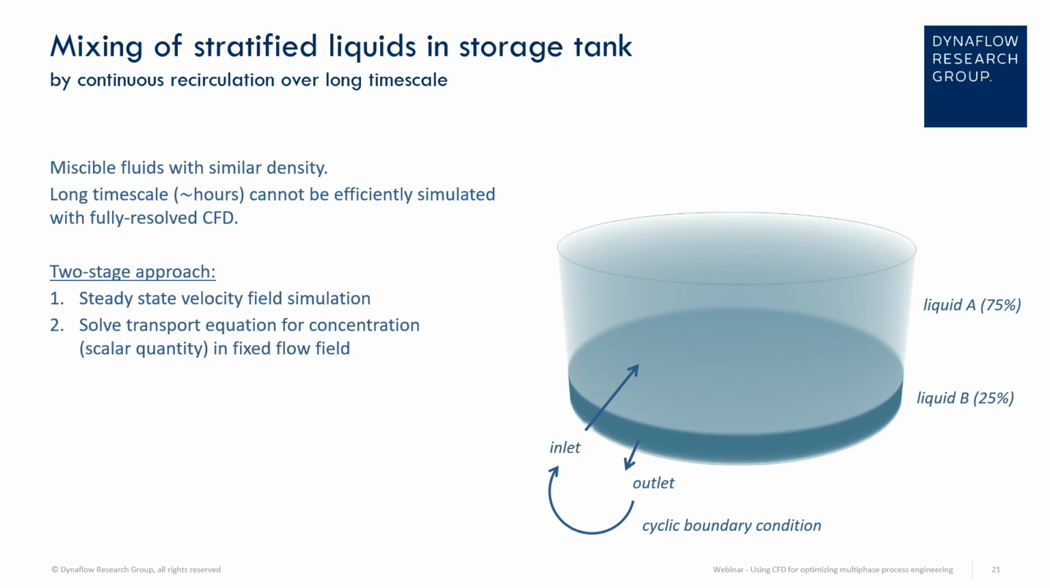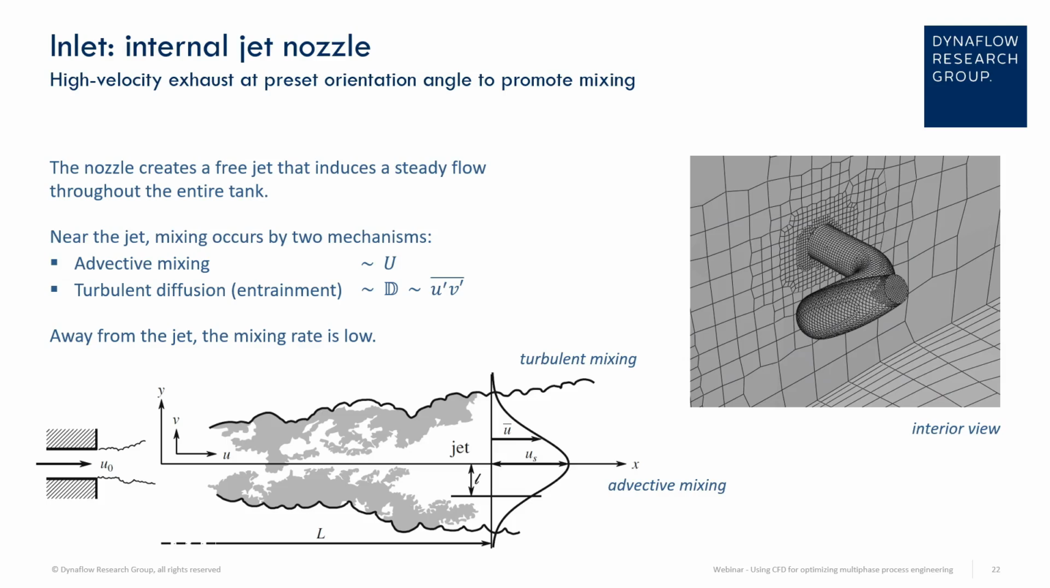For the recirculation in this vessel, the concentration in the outlet is linked to the inlet by a cyclic boundary condition, and the initial distribution of liquids is stratified with a heavier fluid on the bottom and the lighter fluid on the top. So the inlet is an internal jet nozzle oriented at an angle, and the high velocity exhaust promotes mixing in the vessel. The nozzle creates a free jet that induces a steady flow throughout the entire tank. Right, so there's one high velocity jet, but that creates a motion even far away from the jet in the entire tank in a steady state.